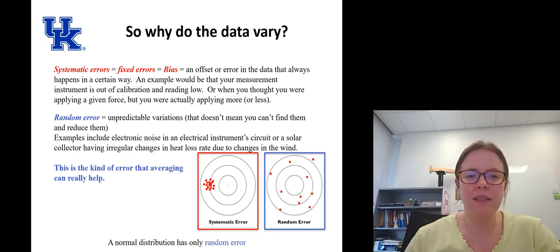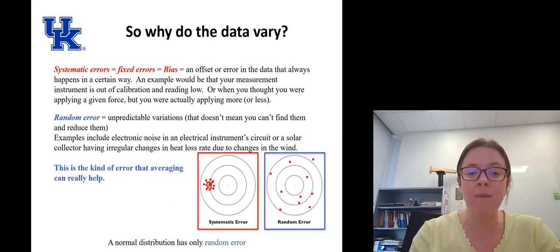So why do the data vary? This gets us into a topic of errors. There are two types of errors that we're going to look at, systematic and random. Systematic errors are an offset or error in the data that always happens in a certain way. An example would be that your measurement instrument is out of calibration and reading low, or when you thought you were applying a given force, but you were actually applying more or less. Those would give you systematic error.